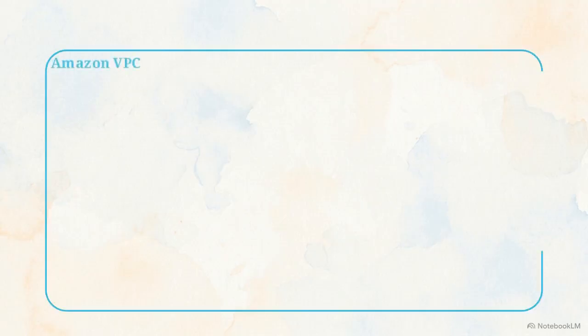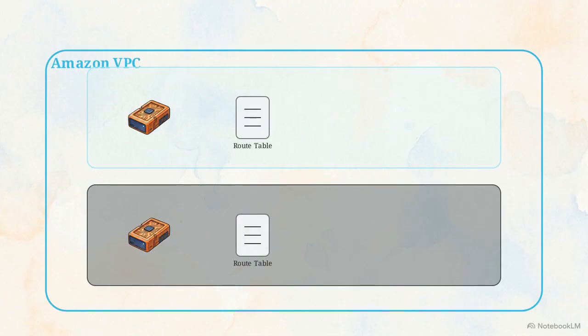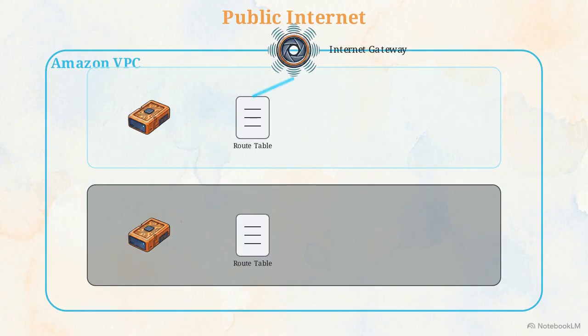Traffic leaving subnets is directed by route tables, rulebooks dictating where packets travel. To connect outside, attach an Internet Gateway, or IGW, to the VPC boundary. A subnet becomes public only when its route table points traffic directly to that IGW. Without that specific route, a subnet remains private. It is completely inaccessible from the public internet.